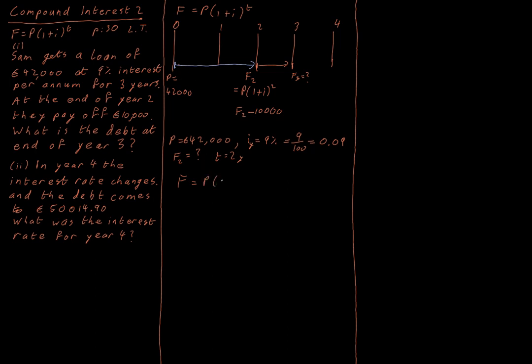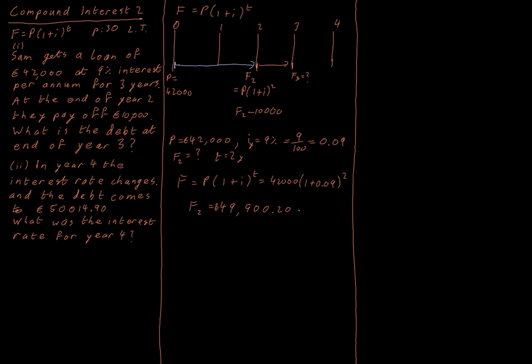We've used our picture and written down the information for the blue section, and we have written down our formula from our log tables on page 30, and we sub in: 42,000 times 1 plus 0.09 to the power of 2. So our final value at the end of year 2, before Sam has paid off any of their debt, is going to be 49,920.